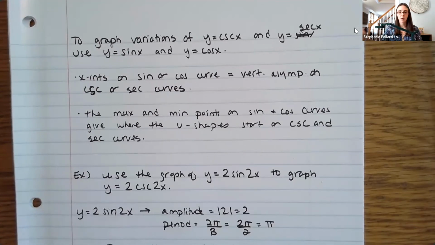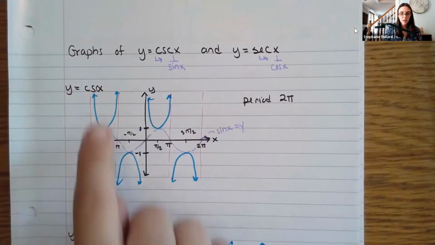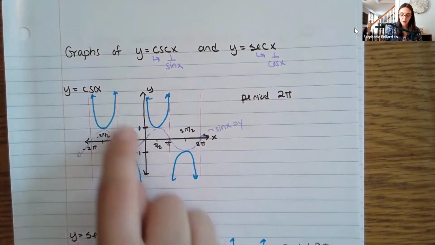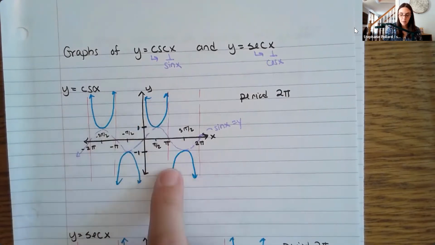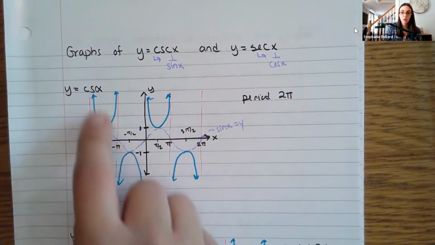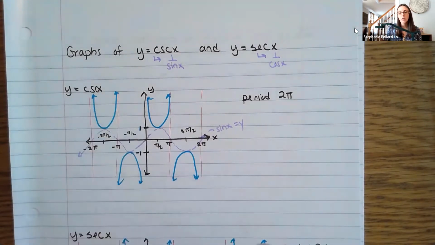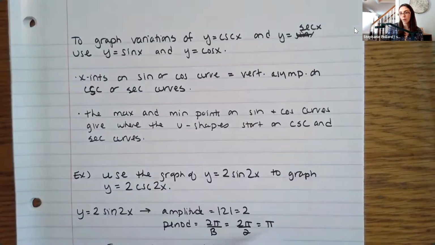So for instance, just kind of going back for a second, right? So wherever you have an x-intercept on the sine curve, you would have a vertical asymptote. And then those max and mins tell you where those U-shapes kind of start. Here going above and here going below. So we already know how to graph sine and cosine pretty well. So if we can graph that first, then we can use that to build the cosecant or the secant graph from. So what we're going to do here is we're going to use the graph of 2 sine 2x to graph y equals 2 cosecant 2x.